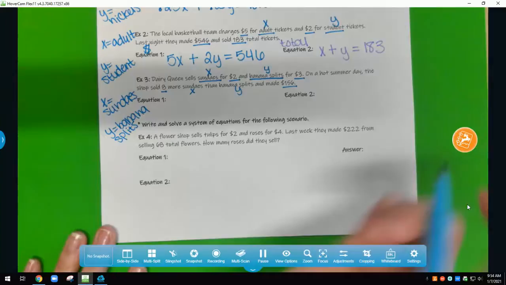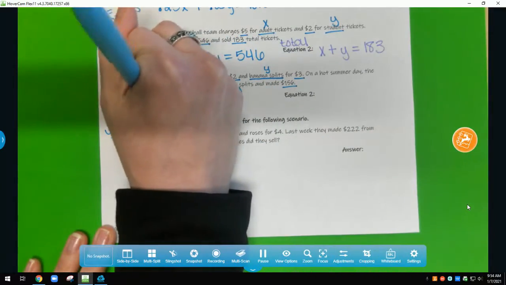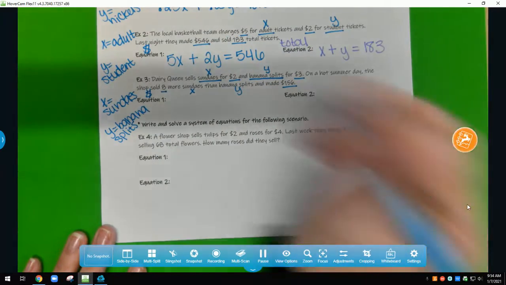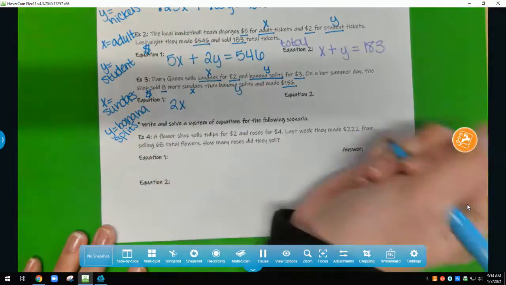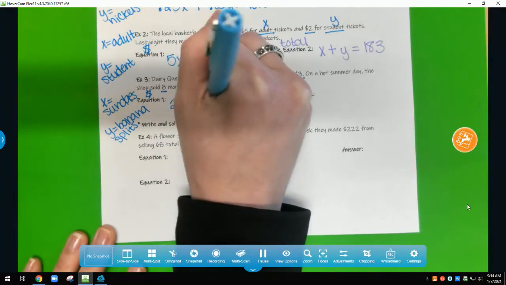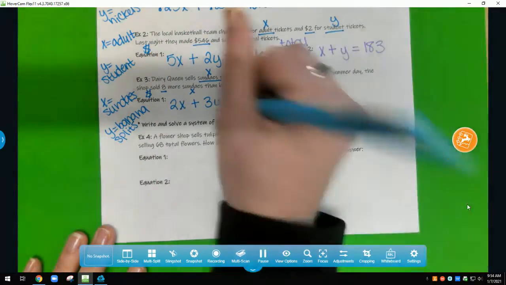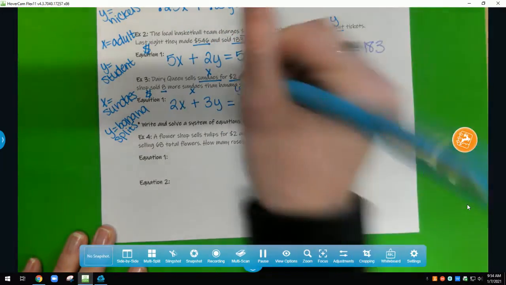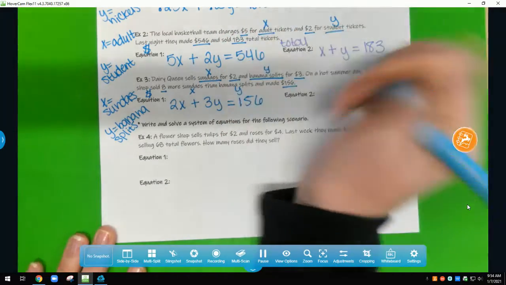Okay, so the first equation can still be the same. It's all the money that's going to go together. So we're going to have 2x plus 3y equal to 156.